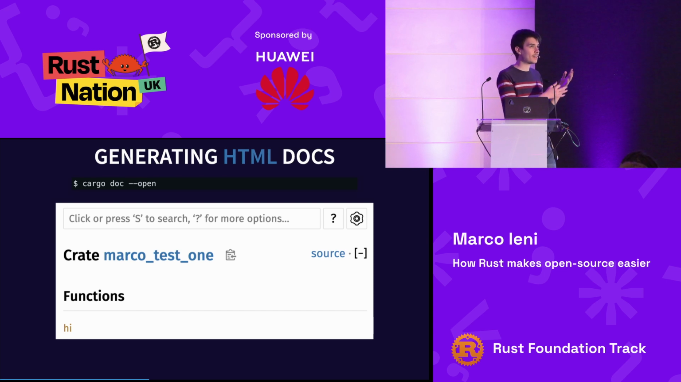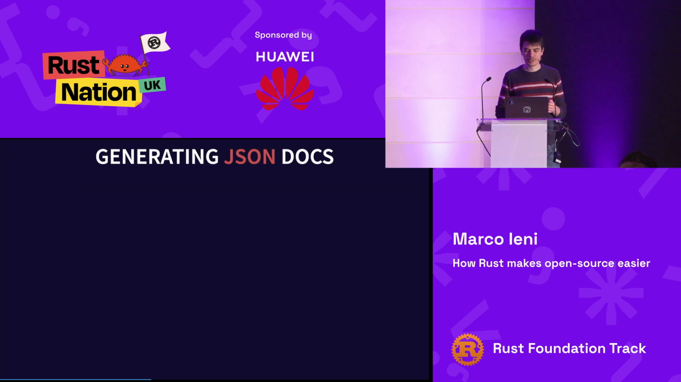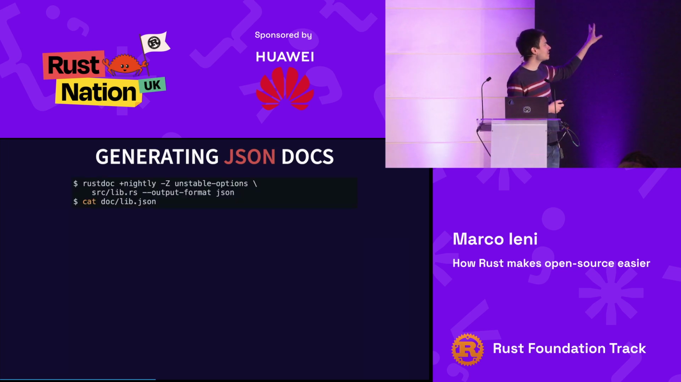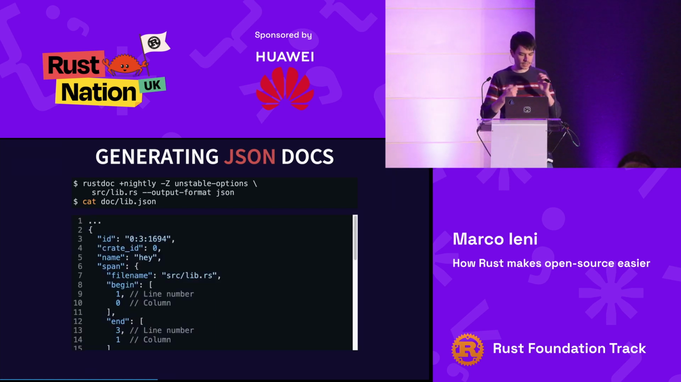What if there was a format that was more easily parsable by a machine? For example, JSON, right? Well, it turns out that with nightly and some stable options, you can generate a JSON file that represents basically your crate, like all your functions and so on. This file looks like this.